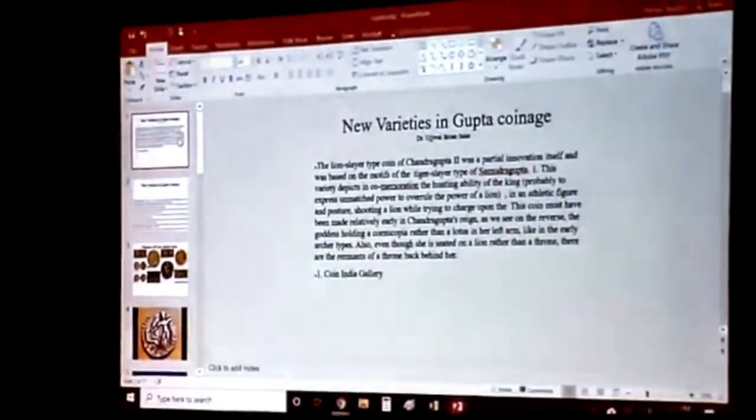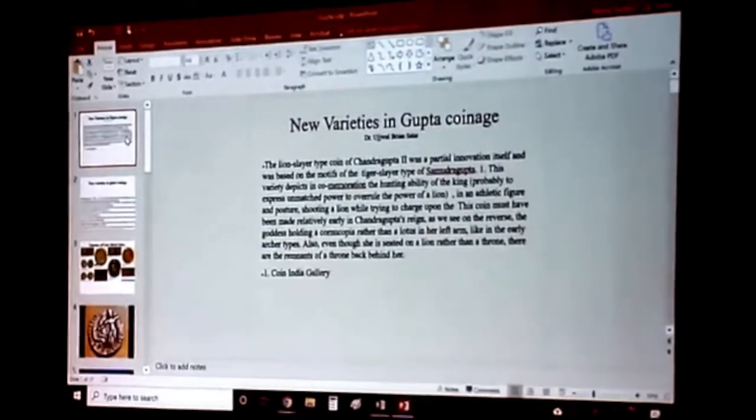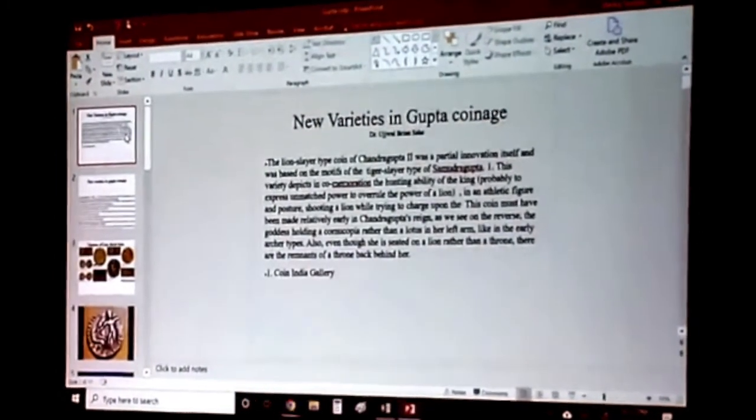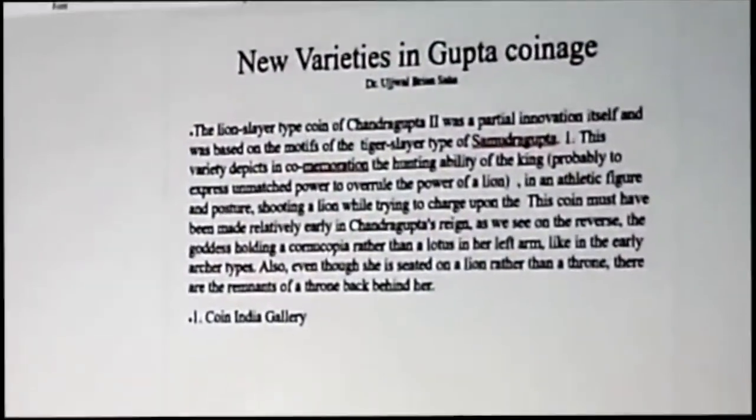A very brief talk to present some new varieties on Gupta coinage. As many of you know, this is part and parcel of my subject. Over the last few months, I had been consciously trying to bring out some new aspects into Gupta coinage, as I always did, and I could find something interesting in a few coins, which I'm going to present today.